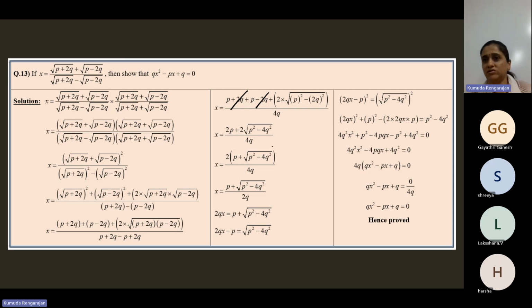You can cross multiply also, but there are 2 terms in the numerator, right? 2p plus 2 into square root of p square minus 4q square. So I've taken out 2 common. When you take out 2 common in the bracket, you have p plus square root of p square minus 4. Same thing what I told him.